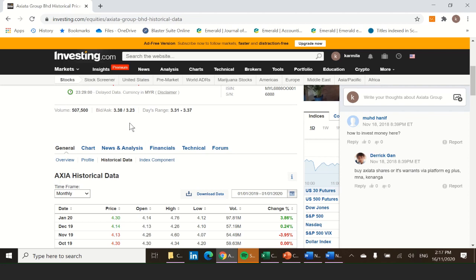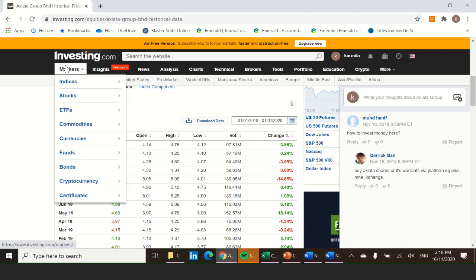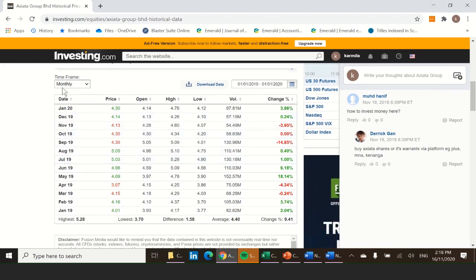I extracted the historical price from here, historical data, using monthly data from January 2019 to January 2020 for both companies from investing.com, and we are going to use this data set for our workings. So you can choose here and determine the period that you wish to extract.